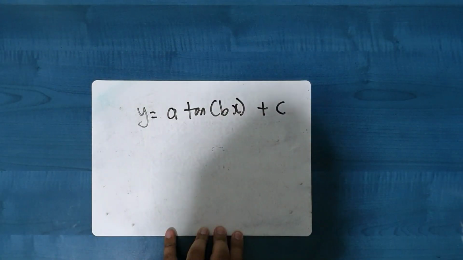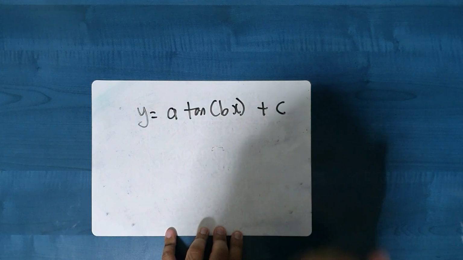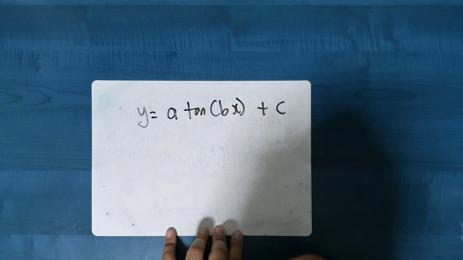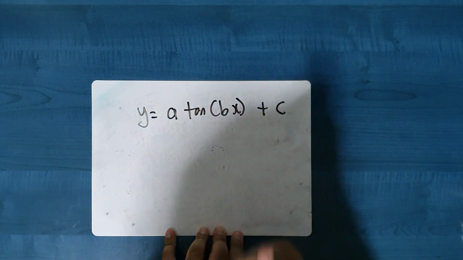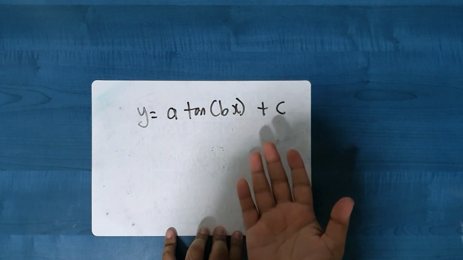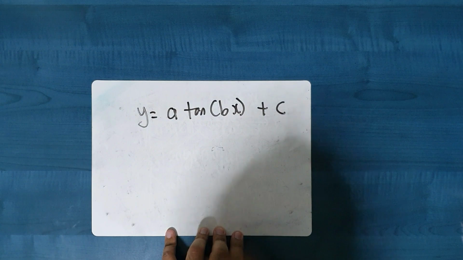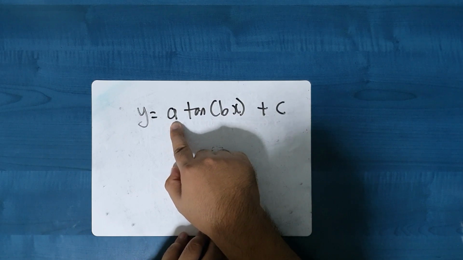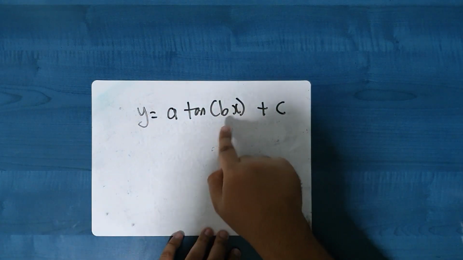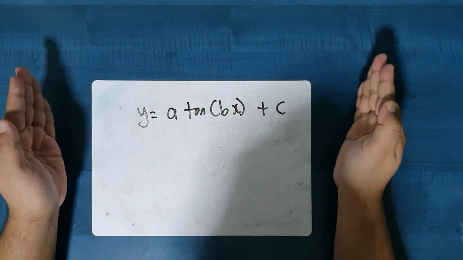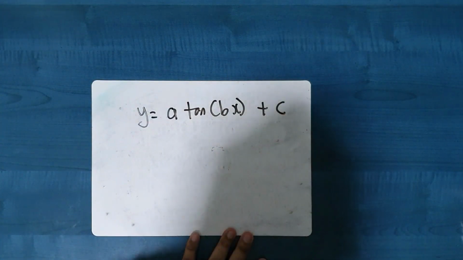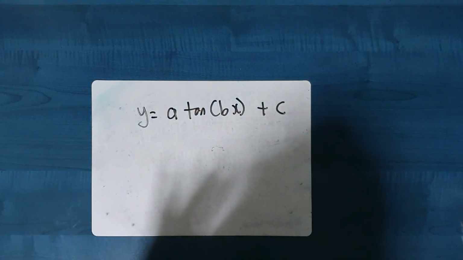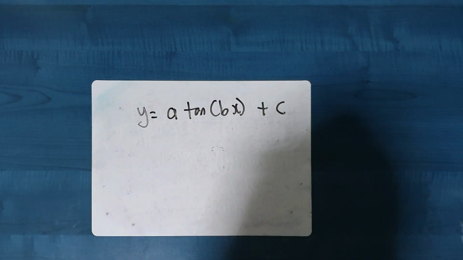Now, if I were to ask you to draw this tangent x where there are the transformations of A, B and C, how will it look like? Now, the laws of transformation are the same as when they were for sine x and cosine x. So you will do the effect of A first. What does A do? It will stretch the tangent curve vertically. What does B do? It will compress the tangent x horizontally. And what does C do? It will bring the tangent x up. So it is the same transformations as sine x and cosine x.